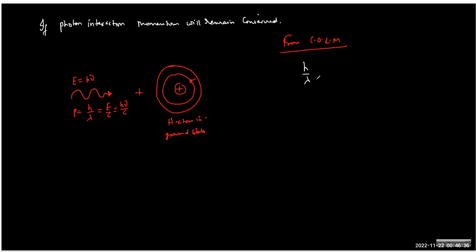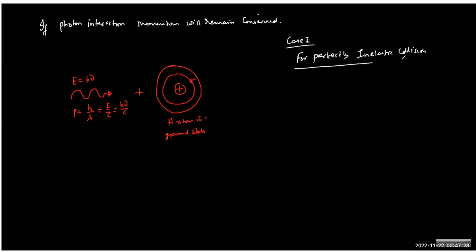Imagine the scenario if the photon has sufficient energy to get completely absorbed. This is the momentum before collision. After collision, let's say it is absorbed. I'll take the cases. Case one: for a perfectly inelastic collision, what will we assume? Tell me, guys. The momentum will be h by lambda, and then only the atom will move, isn't it?